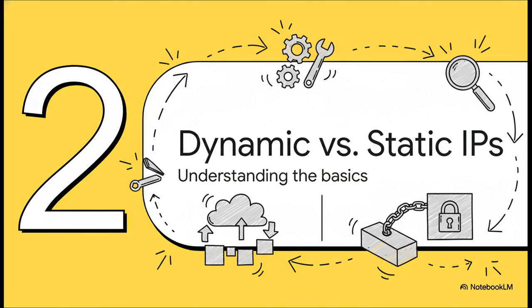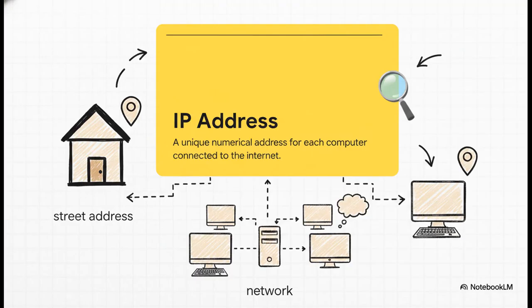Okay, so to really solve this, we need a little bit of background. Let's quickly talk about what we're dealing with here. Dynamic versus static IPs. So, at its most basic level, what even is an IP address? Well, think of it like a street address for your computer. It's just a unique string of numbers that lets every other device on the network and out on the big internet find it and talk to it. That's it. Simple as that.